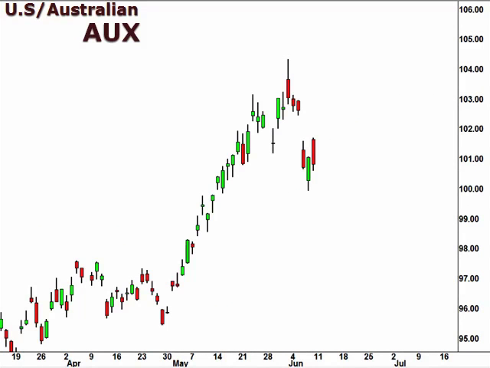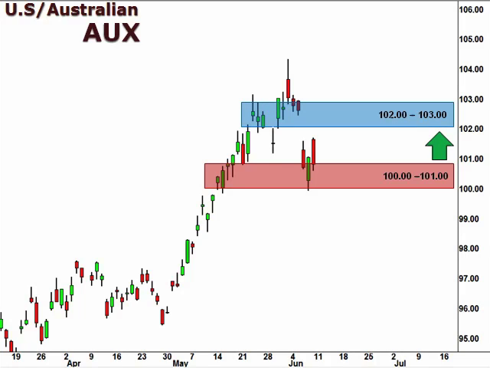Let's take a look at the AUX, the US dollar versus the Australian dollar. The AUX lost considerable ground, pulling back to test 100. Despite the bounce and reversal, a break below 100 opens the window for a drop lower. 102, 103 should act as a target this week to the upside.